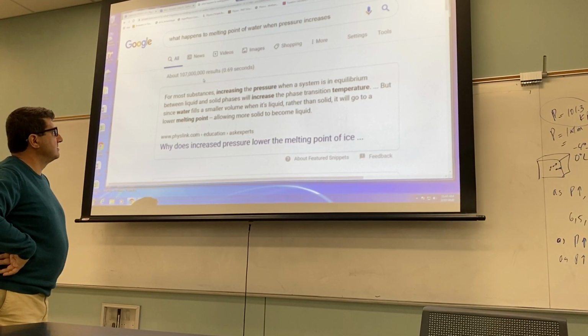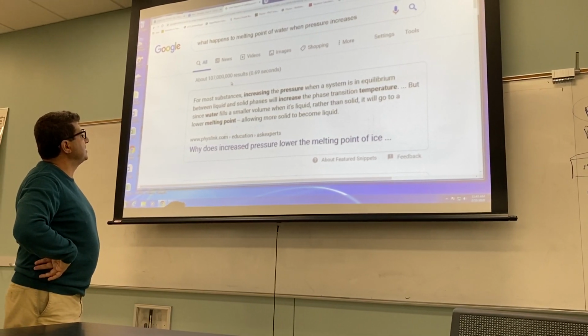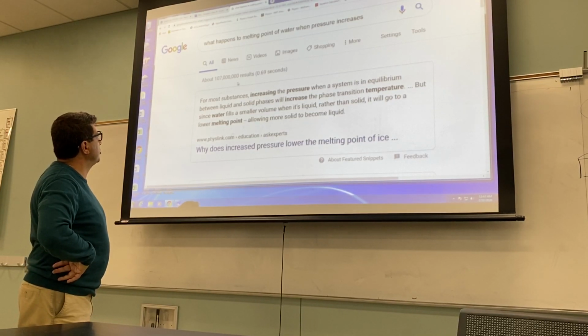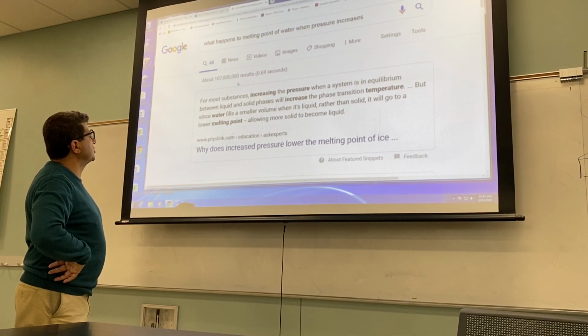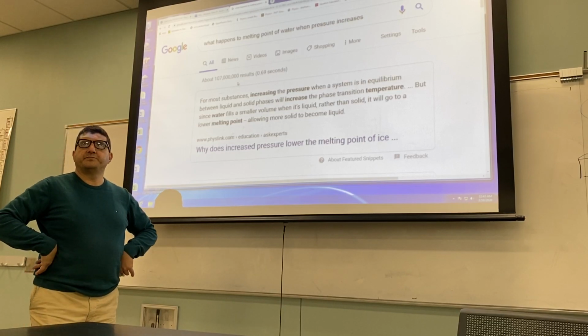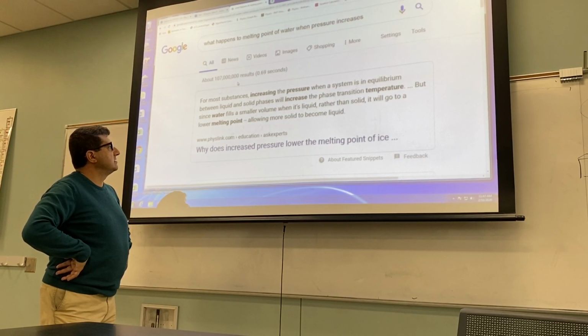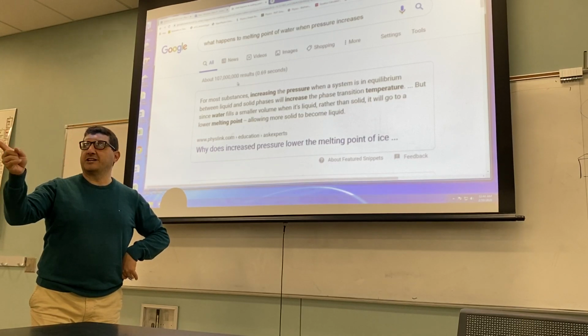Oh. So hold on. But since water fills a smaller volume when it is a liquid rather than a solid, you will go to a lower melting point, allowing more solid to become liquid. So increasing the pressure, you will be allowing more solid to become liquid. For water, my logic did not hold.